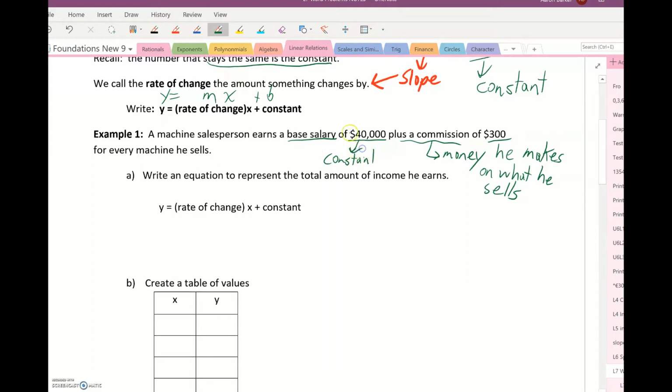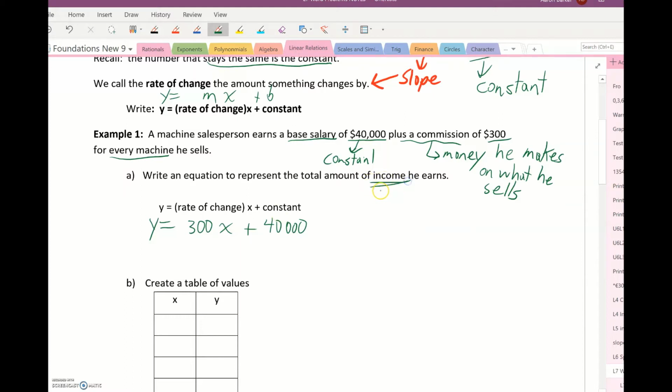But what changes is the $300. If he sells a machine, he gets $300. If he sells 2, he gets 6. If he sells 3, he gets 9. So that's what's changing. So y equals 300 times x plus $40,000.